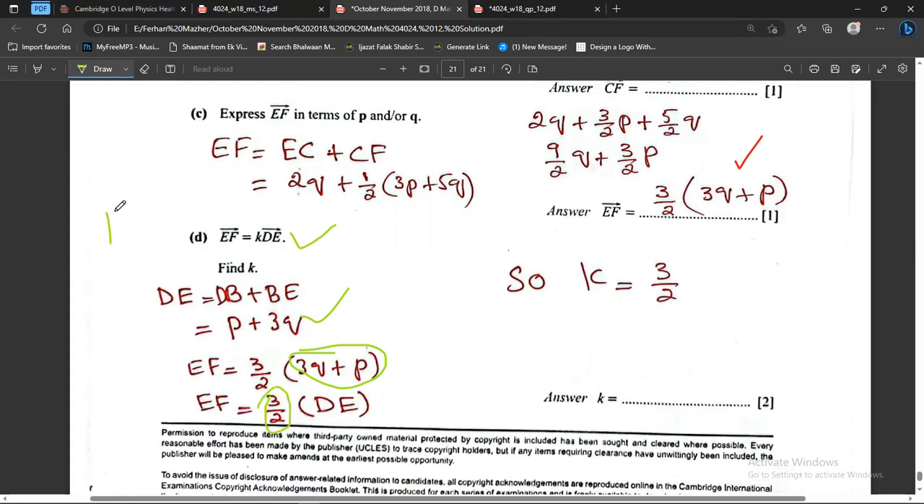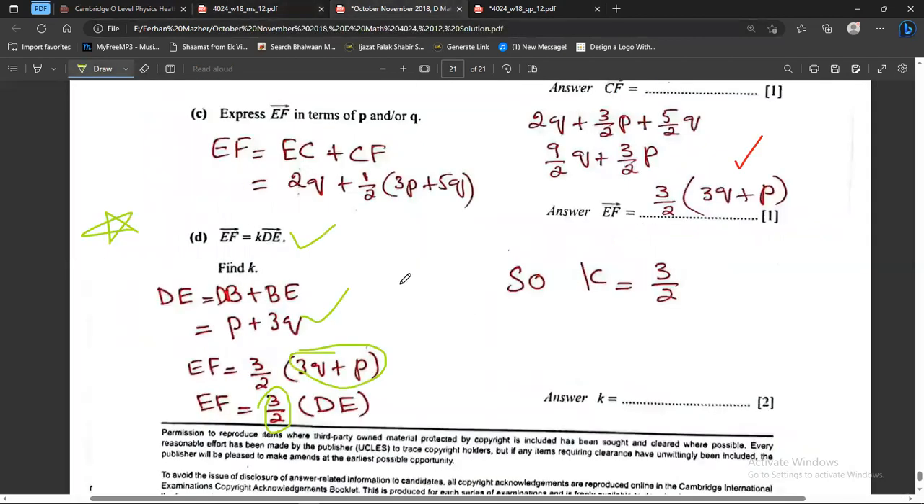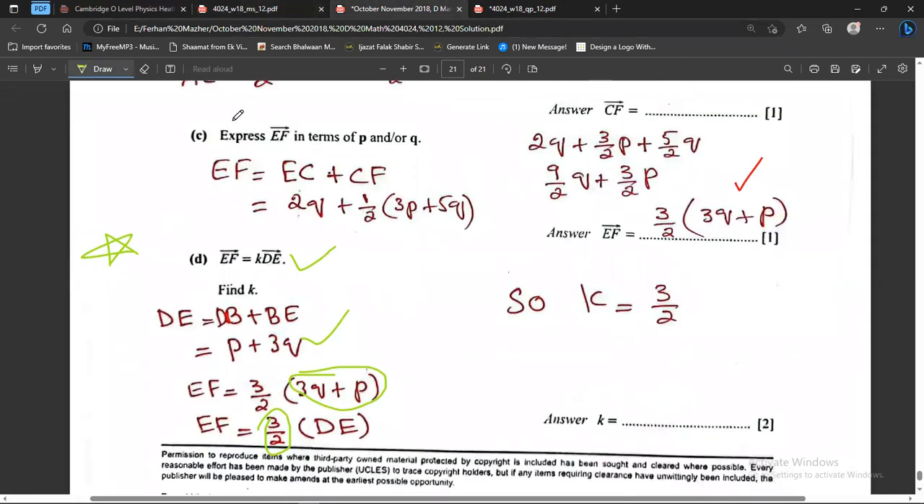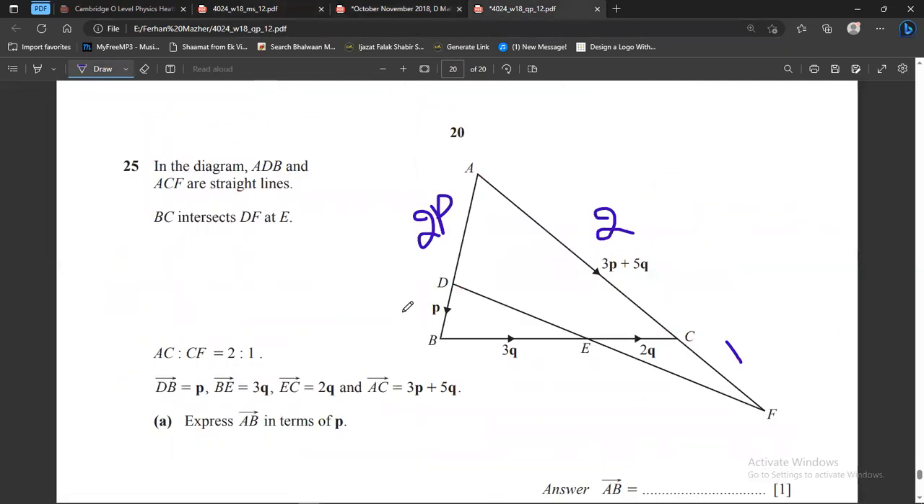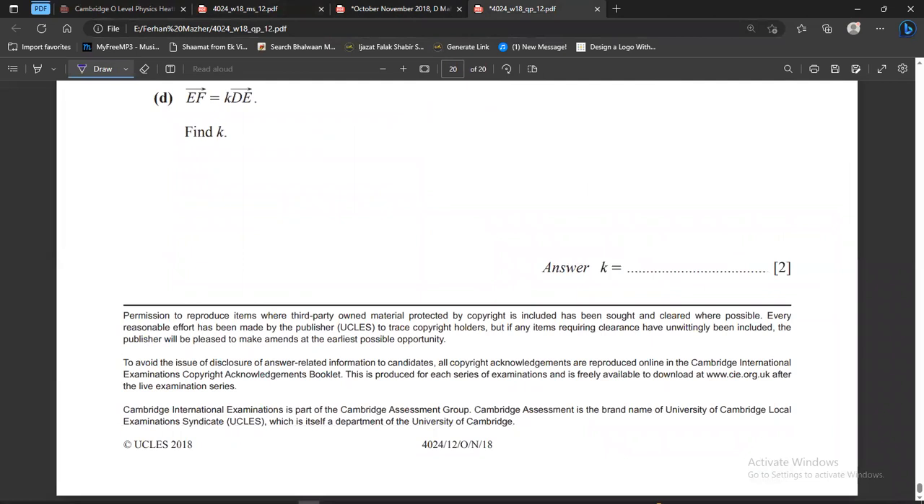This is a little tricky question, not an easy one. So the K value will be 3 by 2, which means 1.5. So our answer is right. This is how this is done, and this is the diagram which was used. So this was question number 25.